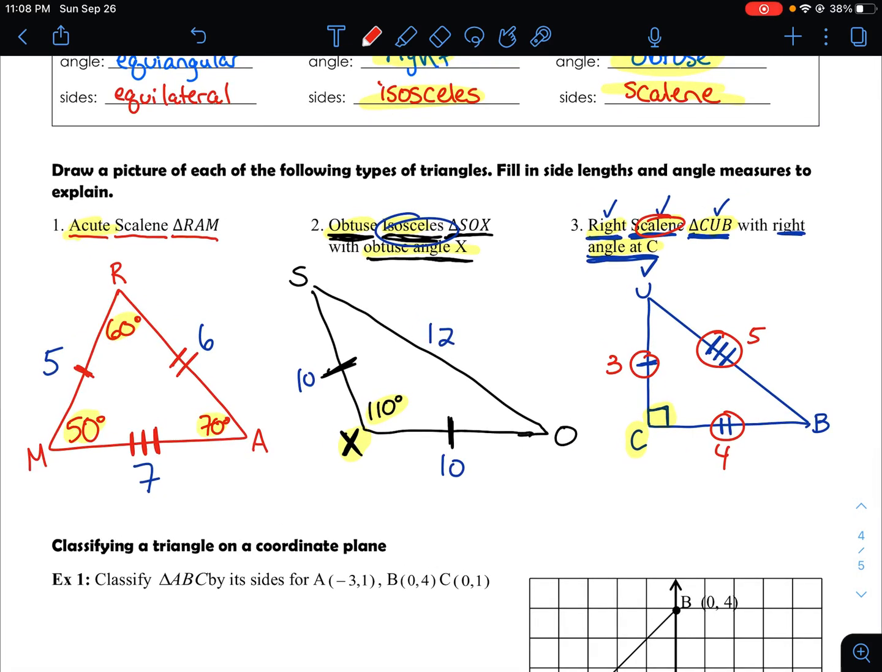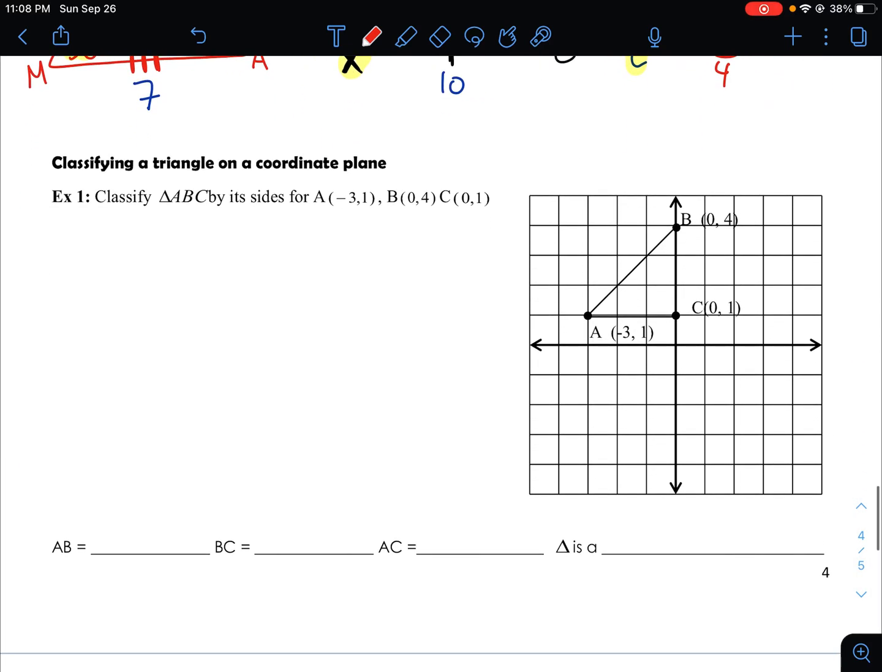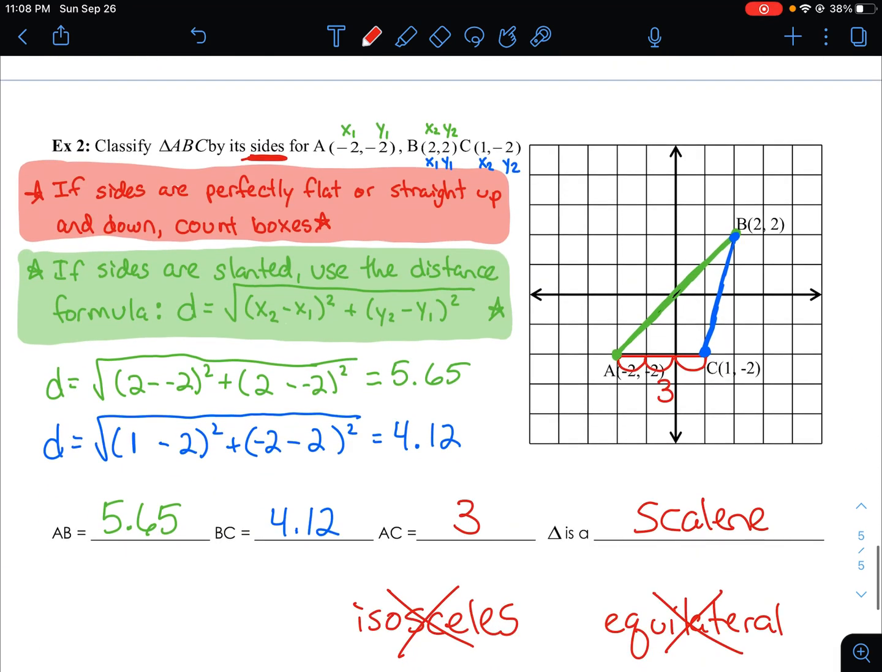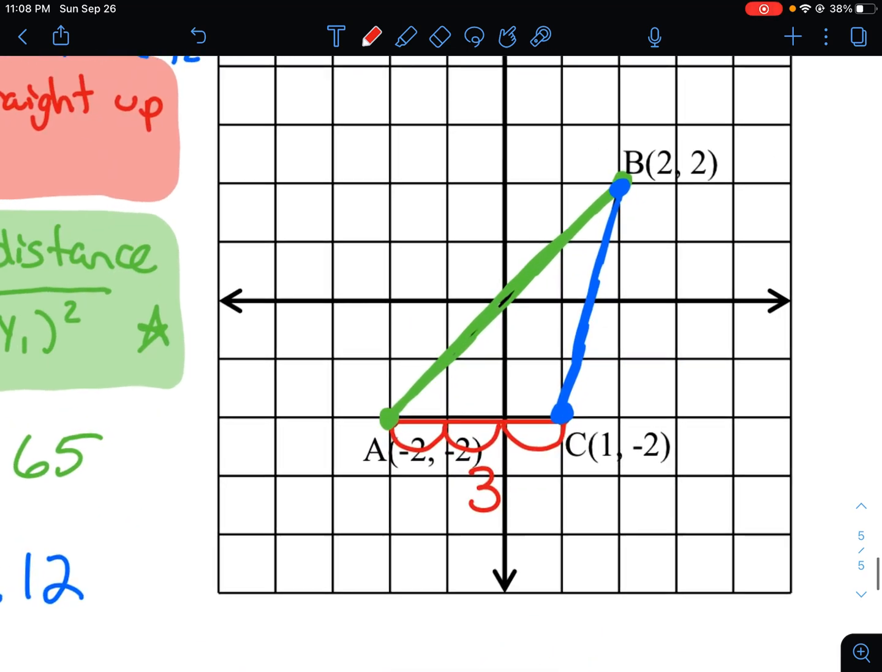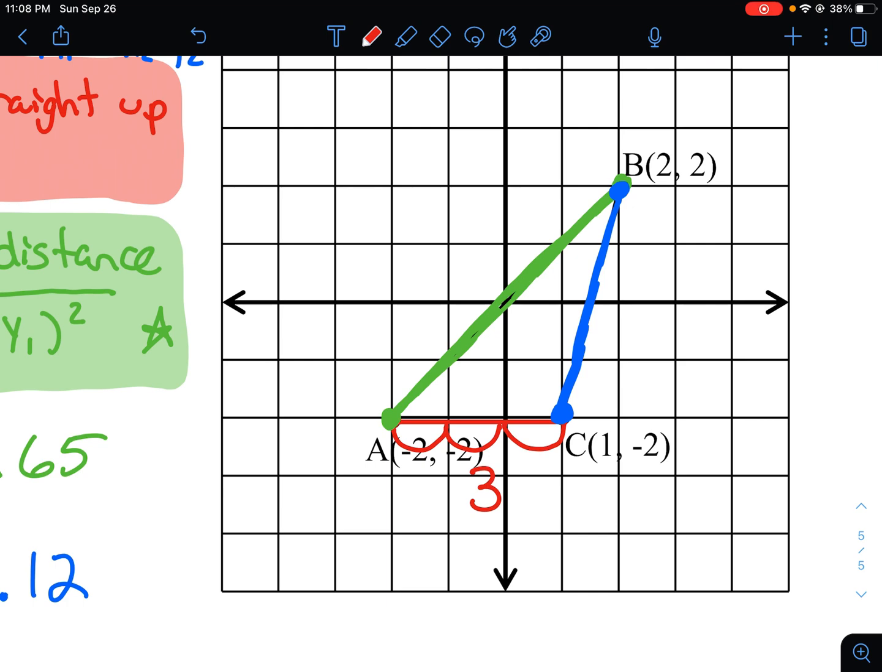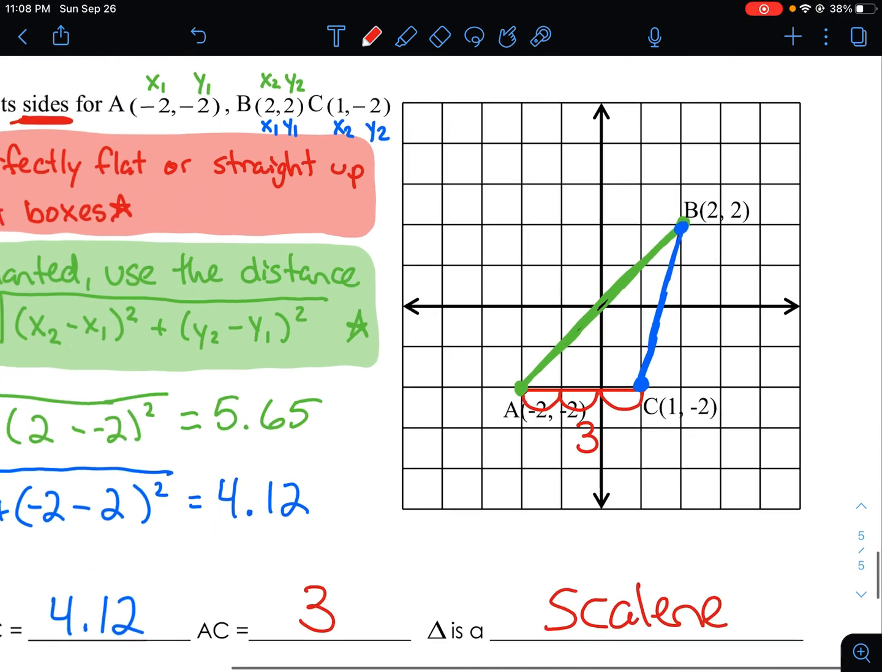Okay, now our last example, I'm leaving example 1 here blank. If you want to come back to it and practice it on your own, I think that would be a great idea. But if we keep going one more time here, when we are classifying a triangle based on its sides and you're given vertices on the coordinate plane, what we have to do is find out how long each side is.